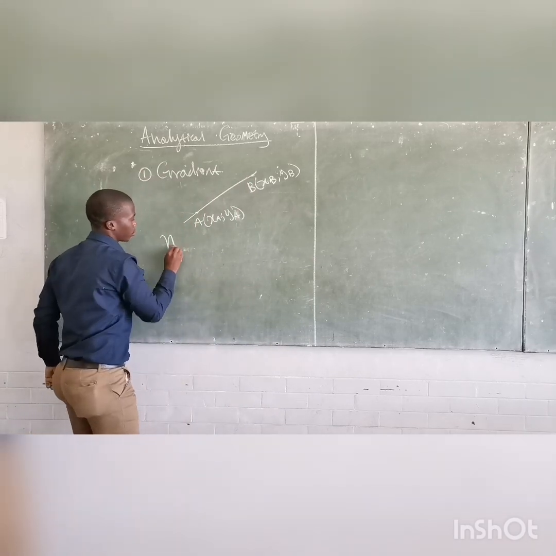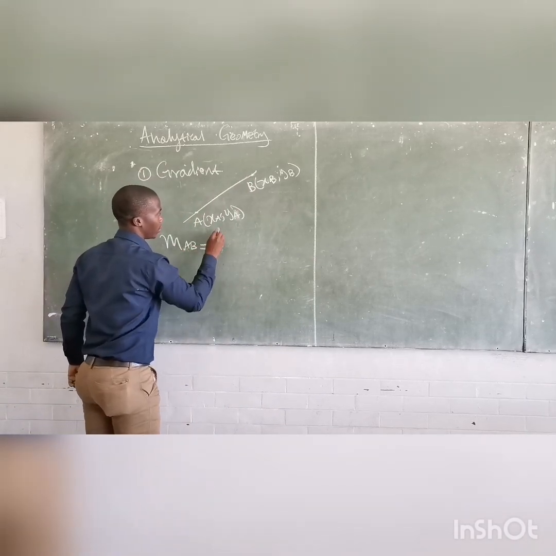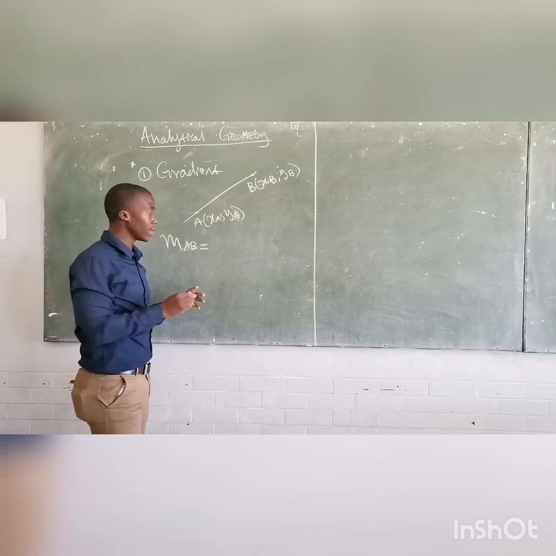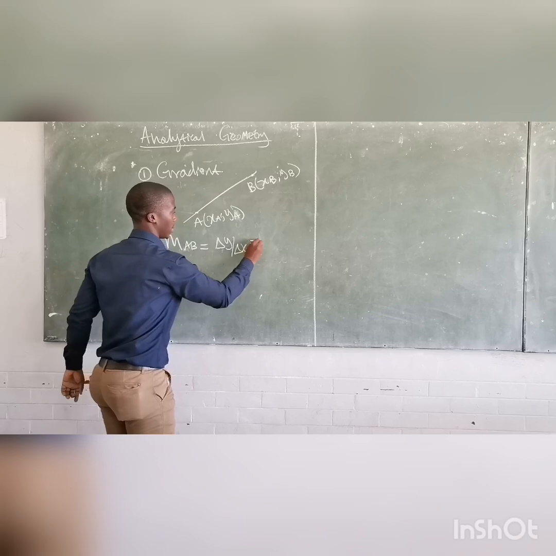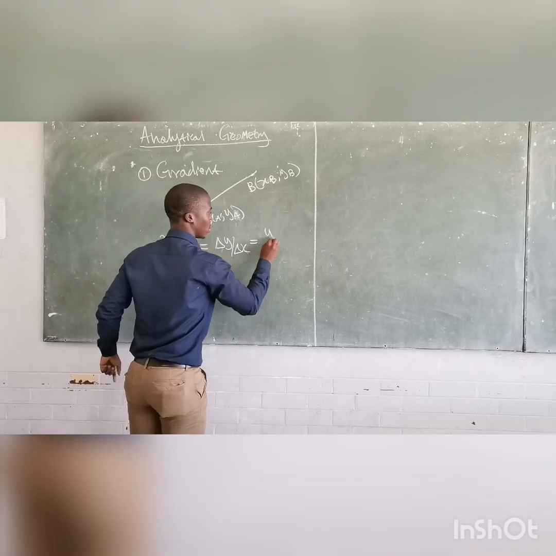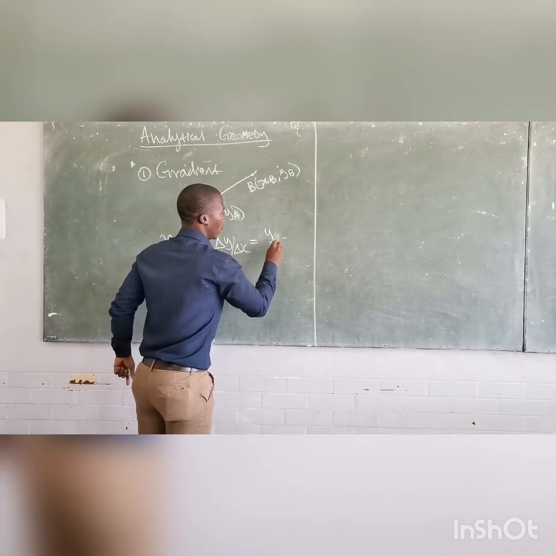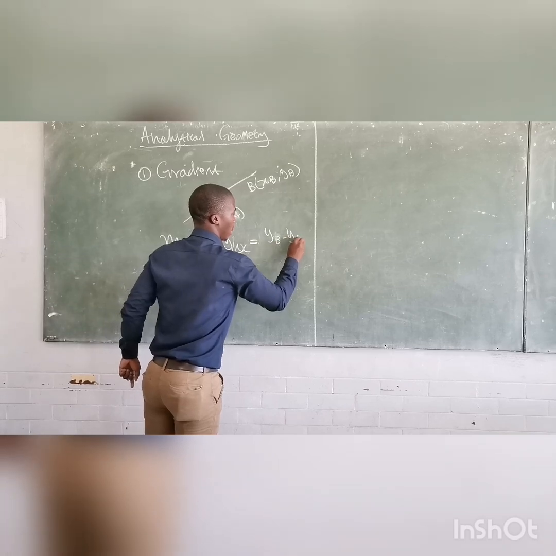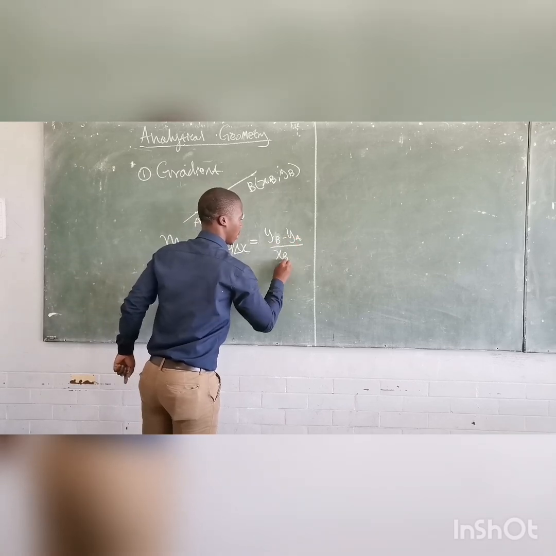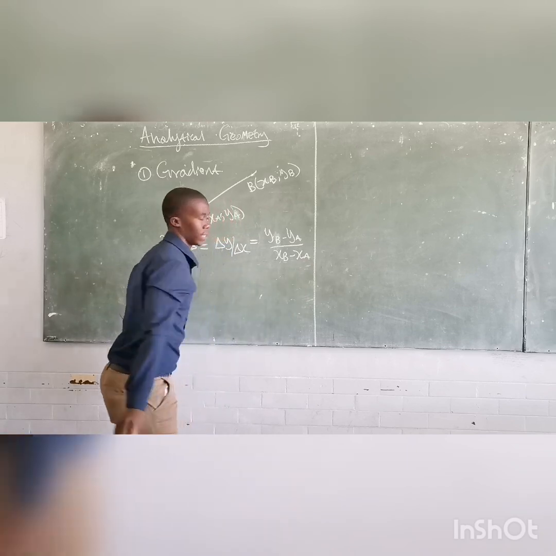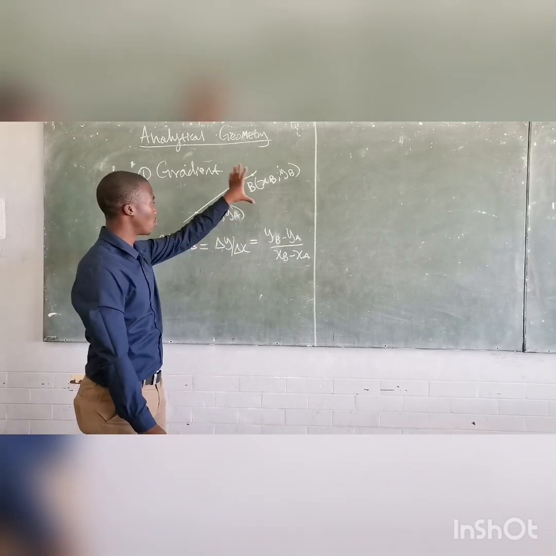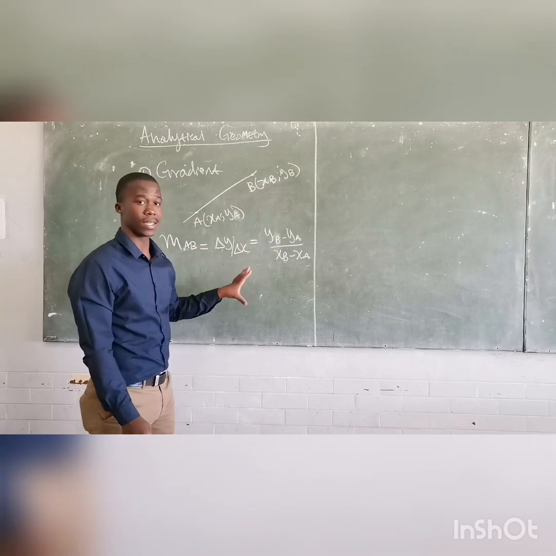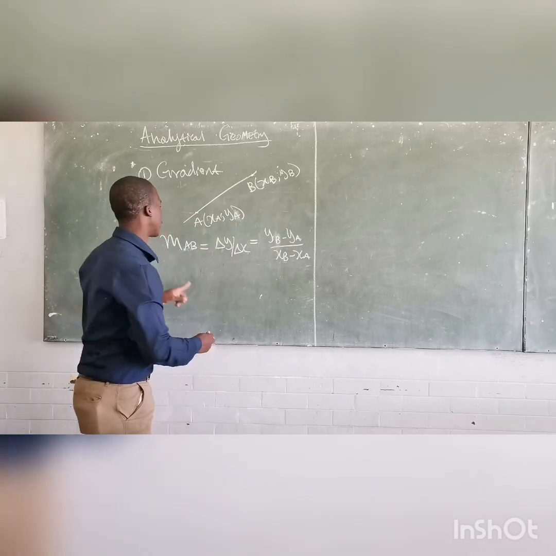Then the gradient of AB is given by changing y over changing x. What does that mean? That means yB minus yA all over xB minus xA. So this is how you find a gradient. You need to know this formula for a gradient, right?